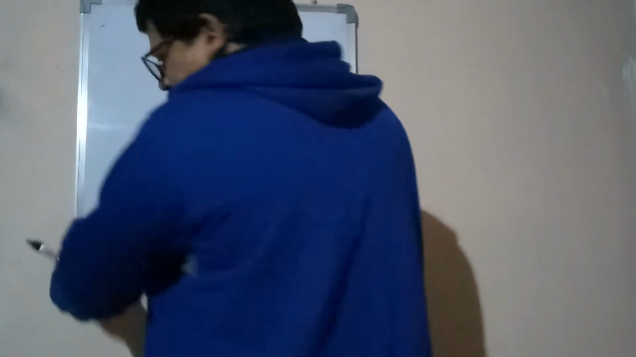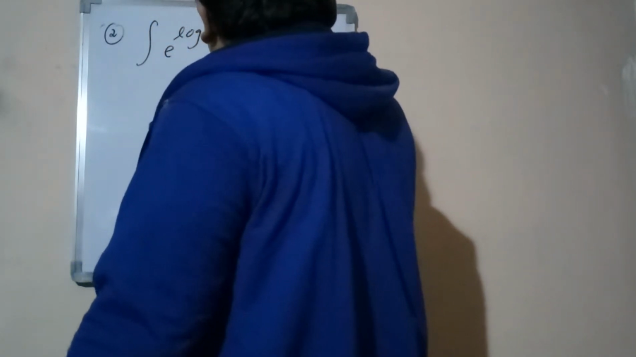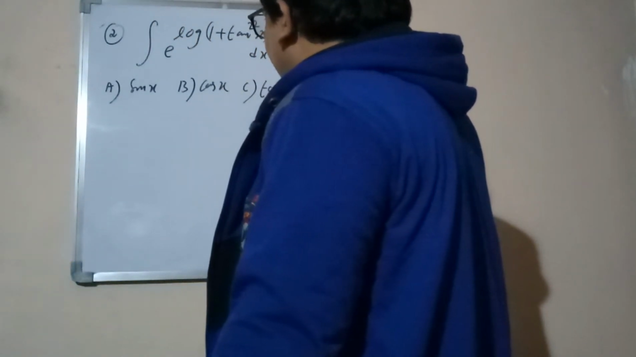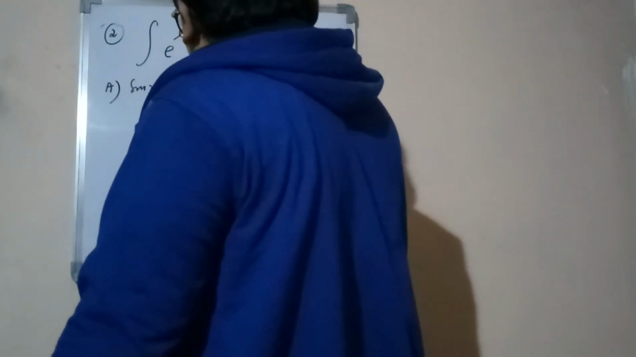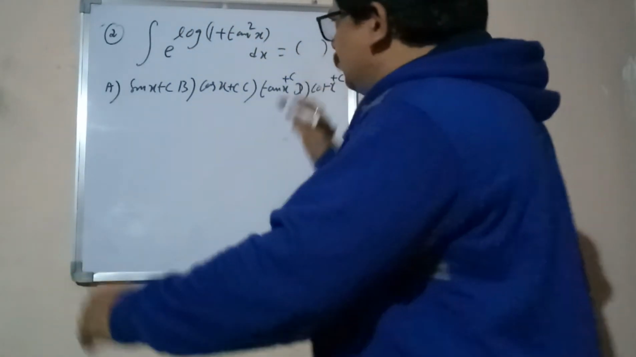Next, second question, you see. What is the second question? Look here: integral e power log of 1 plus tan square x dx. Options: a, log sin x; b, cos x; c, tan x; d, cot x. All of these have plus c, every question plus c only. How to do this, I will tell you the logic, see, very easy.